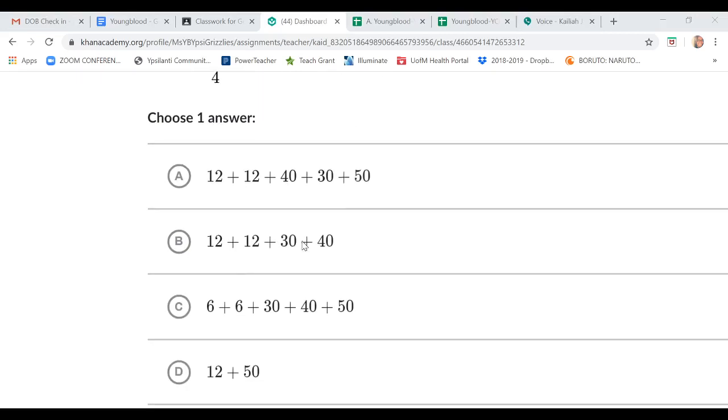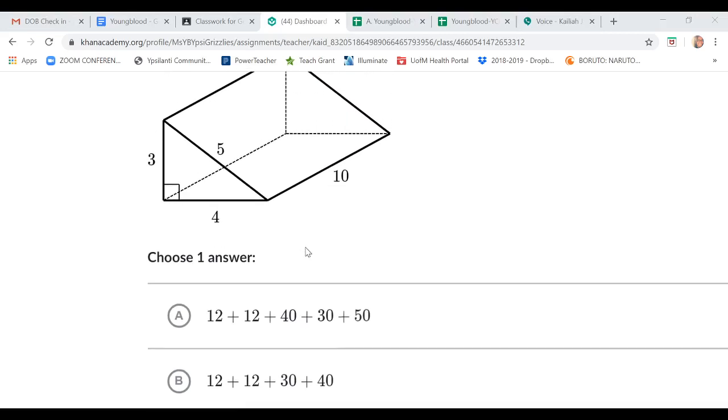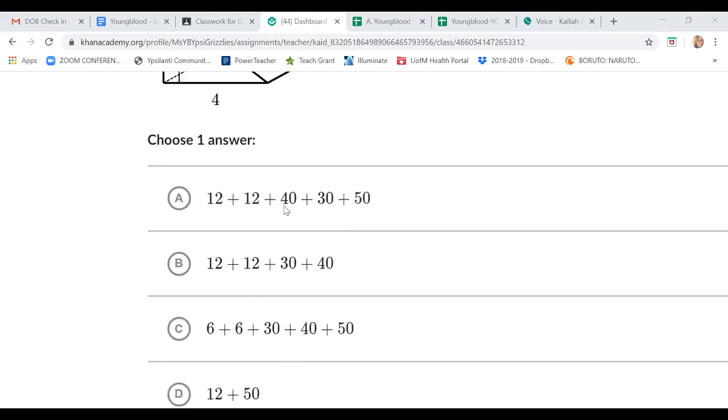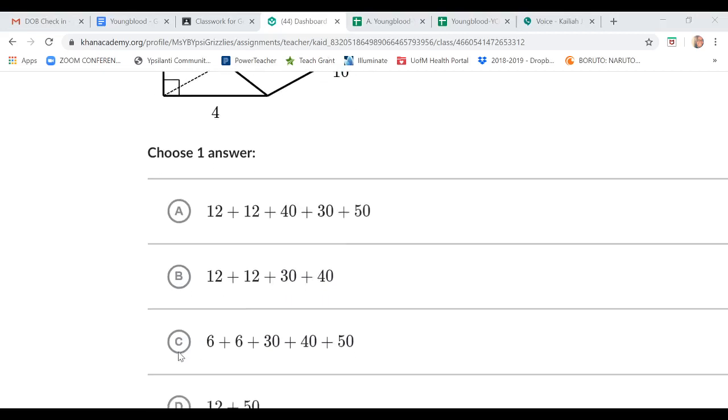So let's see. Or was it 30? Did we have a 30? So let's see. 6 plus 6. So we need 2 6s. So it has to be this one. I must have thought of this one wrong. Oh, I'm glad I said that. So this length is 5, this length is 10. So this is 3 times 10. So we have 30 plus 40 plus 50 plus 6 plus 6. So that's why it has to be C.